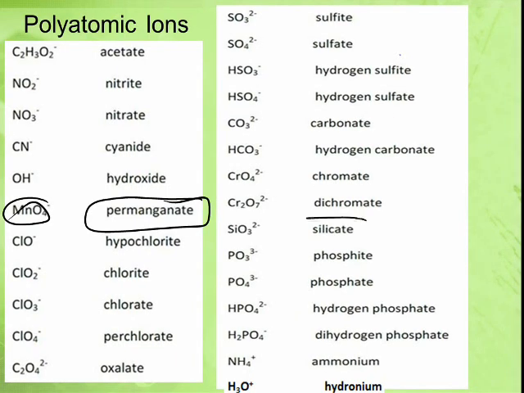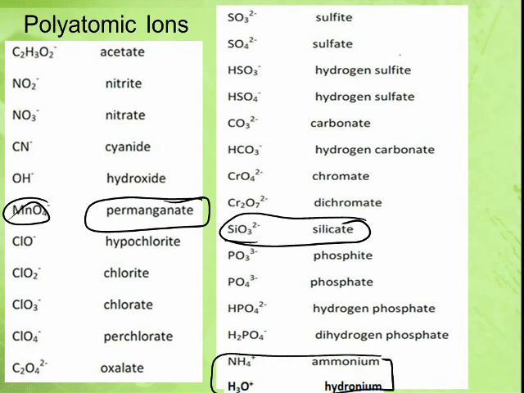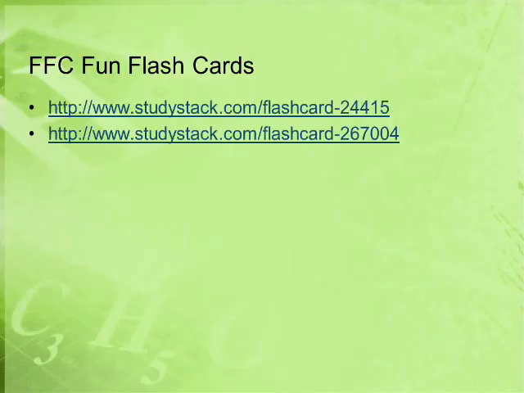So silicate. The only one with silicon, so it's silicate. The two positive ones, ammonium and hydronium. So the hydronium ion is the water. It's important when we get to acids and bases. Hydronium is the water with an extra proton on it. Really, these just take practice, and try to do these.